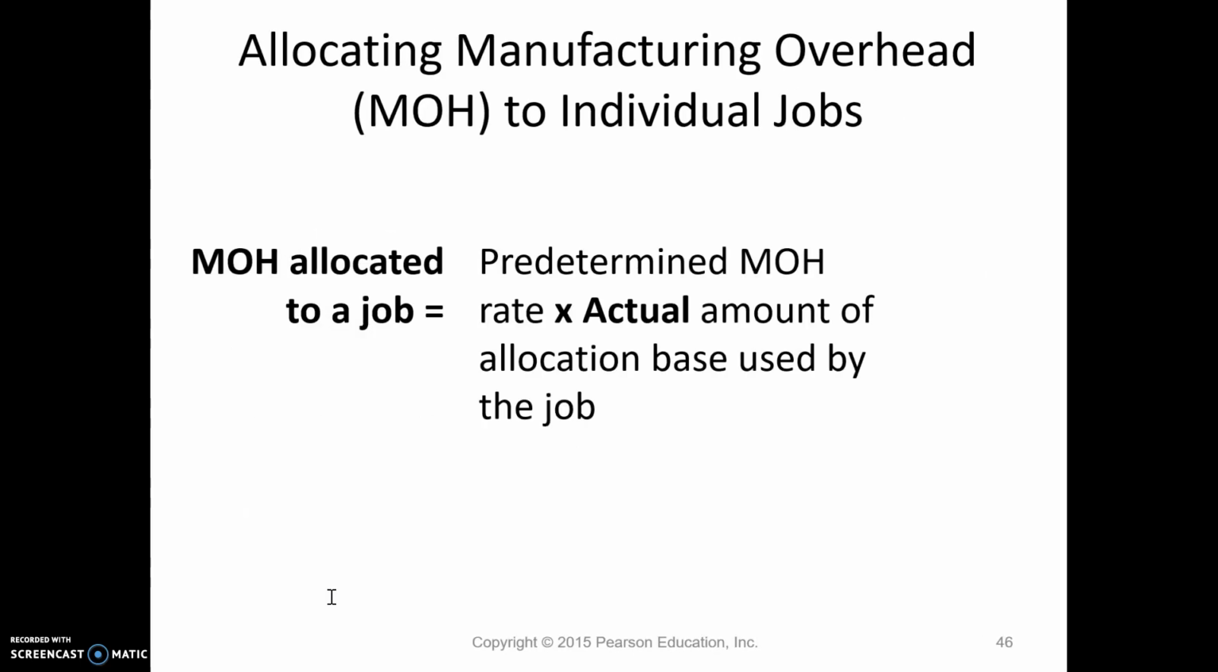After we have the overhead rate, so it'll be a certain dollar amount per direct labor hour or a certain dollar amount per machine hour, then we're going to take that rate and multiply it by the actual direct labor hours or actual direct machine hours used for that specific job.